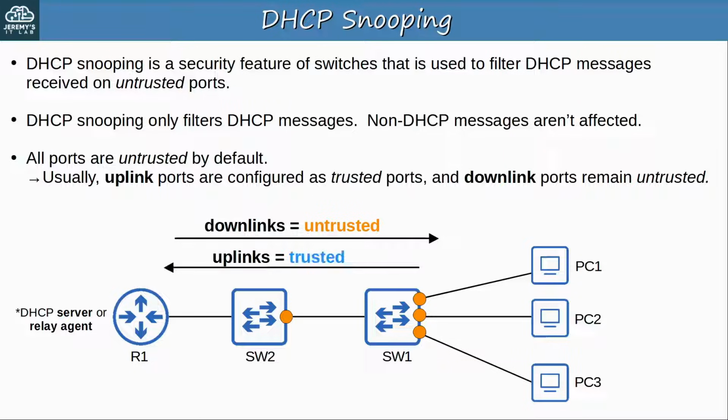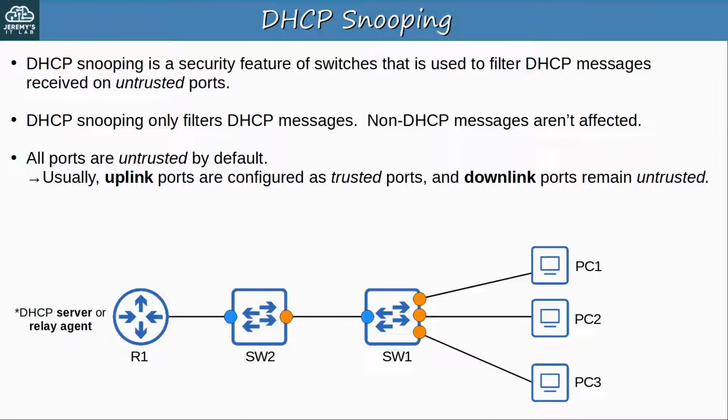However, the uplink ports point toward the network infrastructure, the devices the network admin has control over. We can be pretty sure, for example, that R1 isn't going to initiate some kind of DHCP-based attack. So we can configure these interfaces as trusted ports. DHCP snooping won't inspect any messages on trusted ports. The switch will simply forward them as normal. So which ports are uplink ports? These ones, because they point away from the end hosts, toward the network infrastructure. DHCP snooping won't inspect DHCP messages on these ports.